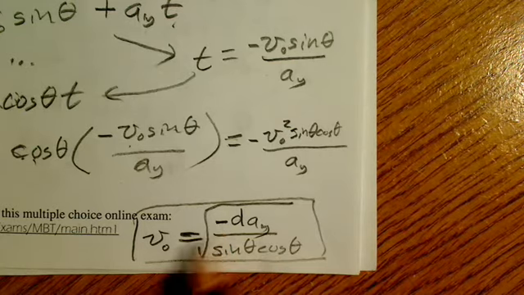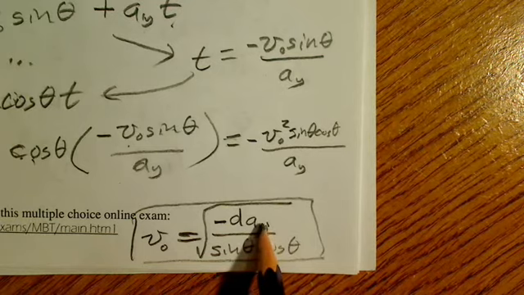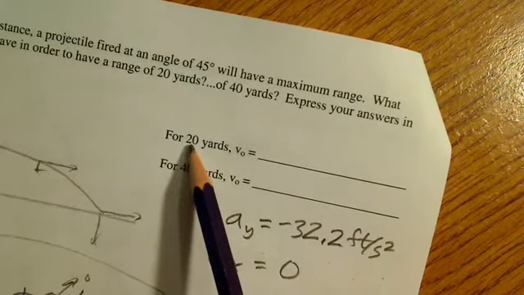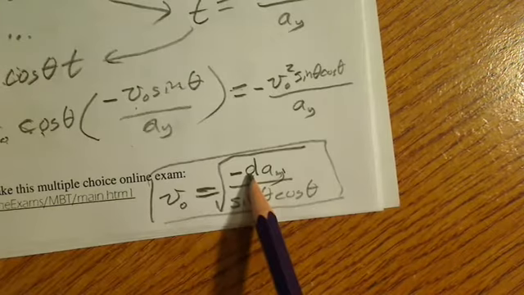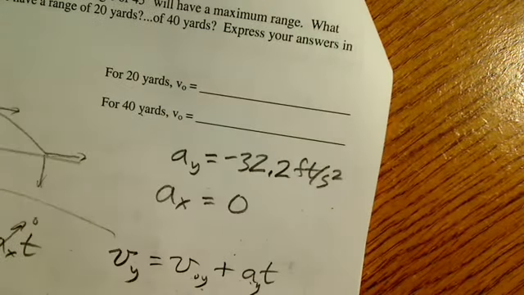The reason it looks like you might have a minus under the radical, but you really don't, is because a_y is negative 32.2 feet per second squared. And the units work out too, so your answer is going to come out in feet per second, as I have it right here. Now, what do you use for d? Well, for the first one it says 20 yards, so you just multiply that by 3. So you put 60 feet right there. You put negative 32.2 feet per second squared, sine of 45, cosine of 45, square root. And then 3 times this one for the other one. Hope this helps.